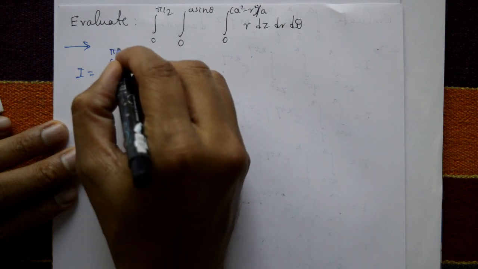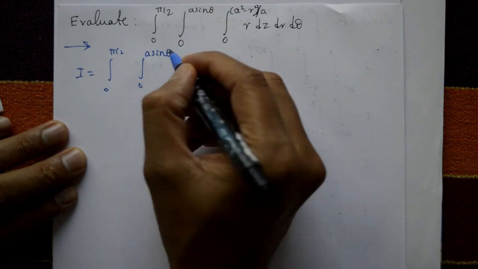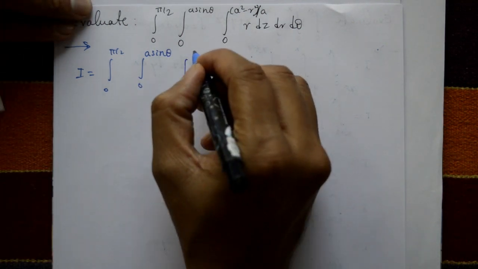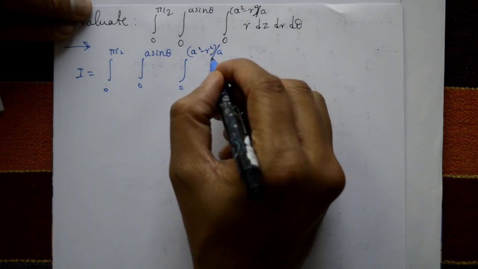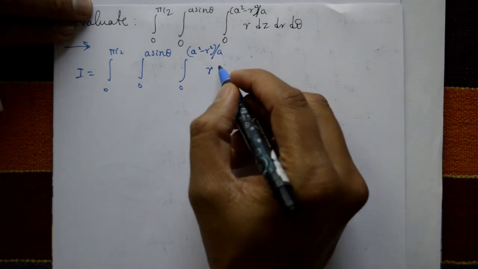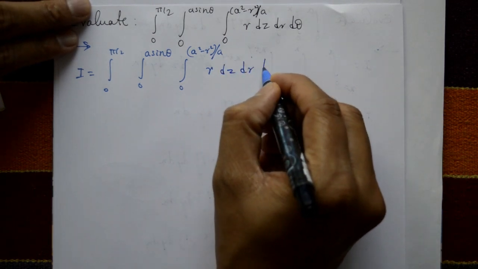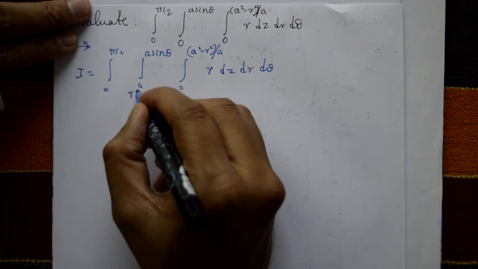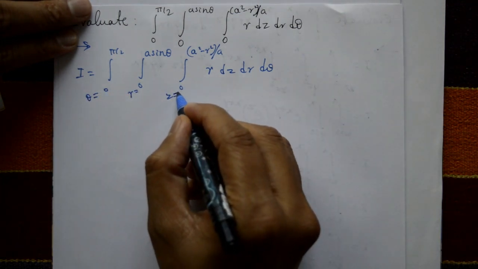the integration of 0 to pi by 2, integration of 0 to a sin theta, and integration of 0 to (a square minus r square) divided by a. Okay, now r dz dr d theta means z is equal to the first variable, r is equal to the second, and theta is equal to the third. First, with respect to z.